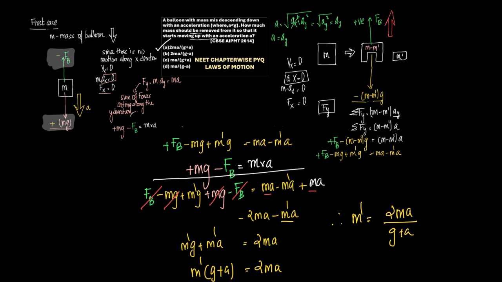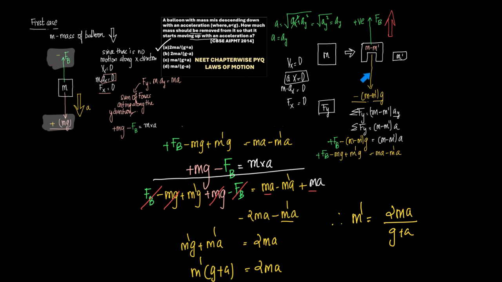Okay, so I'll just summarize the entire solution one more time. Where did we start? We took the first case, right? What was the balloon doing? The balloon was descending downwards. So the net direction is towards negative y. All those forces acting downwards will be taken as positive. Weight is acting downwards, therefore it is positive. Buoyancy is acting upwards, therefore it is negative.